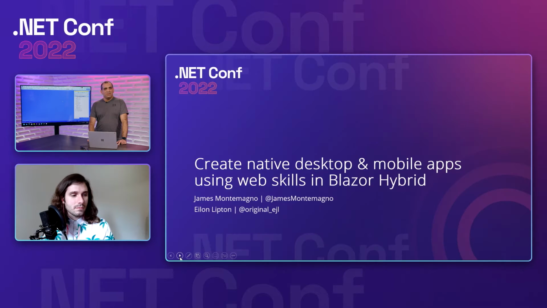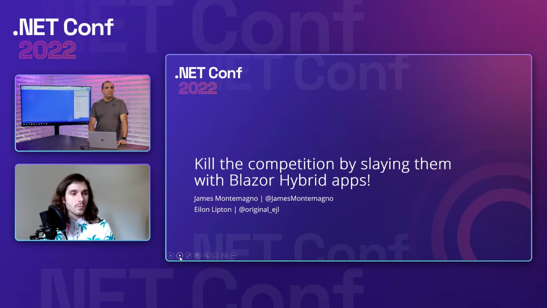And Alon, you came up with the most generic title ever, which is Create Native Desktop and Mobile Apps Using Web Skills and Blazor Hybrid. Is that what we're talking about today? I feel like when we rehearsed this, that is not what we were going to talk about. I think we changed it up a little bit. The real name we might want to give this talk is maybe we'll switch it to slay the competition. No, kill the competition by slaying them with Blazor Hybrid apps. Is that a little bit too extreme, James? Are we going to get in trouble for that? Should we quickly change the title to something else?